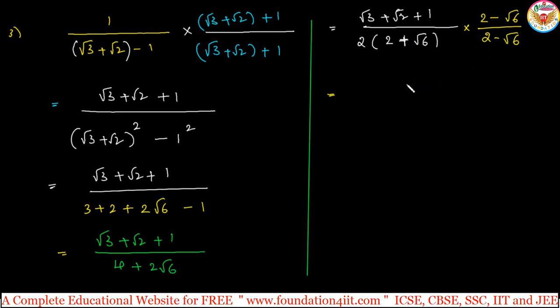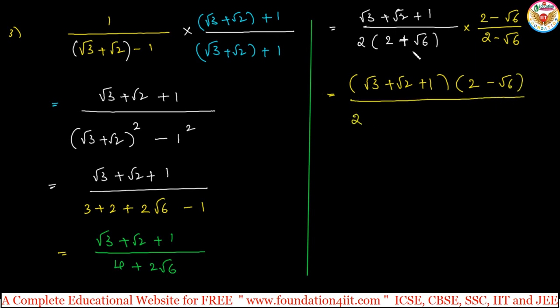Right? Now we can multiply the numerator. Root 3 plus root 2 plus 1 is one expression, multiplied with 2 minus root 6, divided by 2 as it is. For this, the a plus b into a minus b formula, up to this in a separate bracket: 2 plus root 6 into 2 minus root 6, 2 square minus root 6 square. Okay. Now in the numerator, with root 3 you multiply: root 3 into 2, root 3 into minus root 6. Again with root 2 you multiply both the terms. Again with the plus 1 also multiply both the terms.